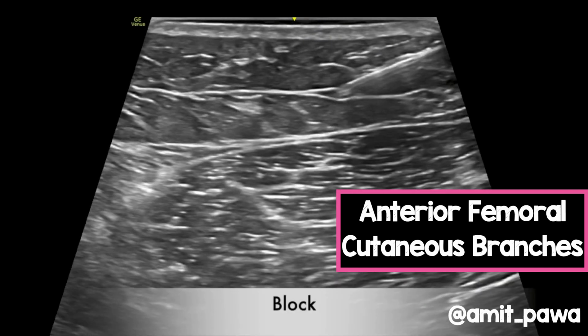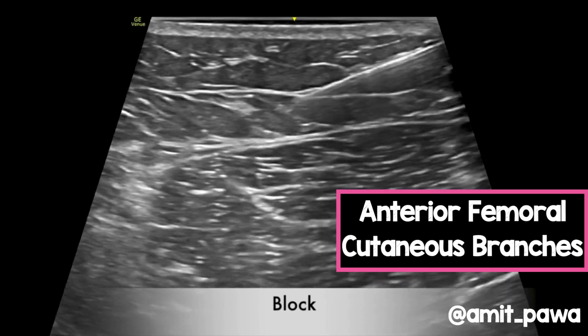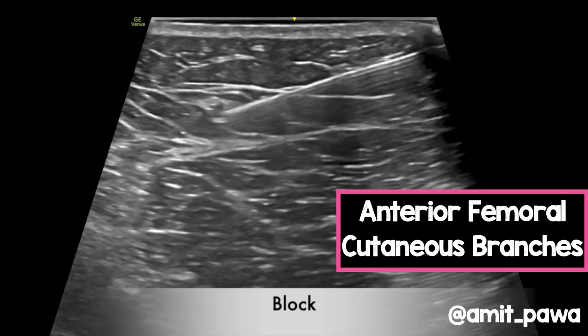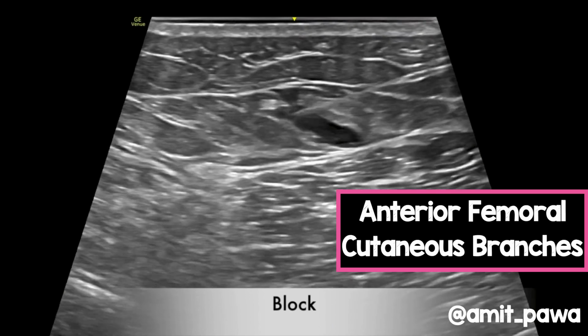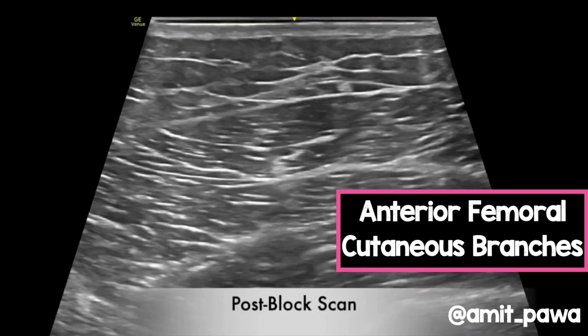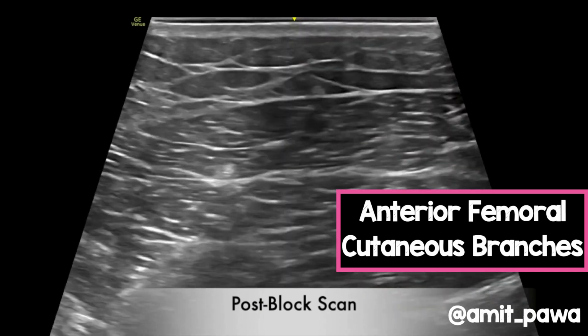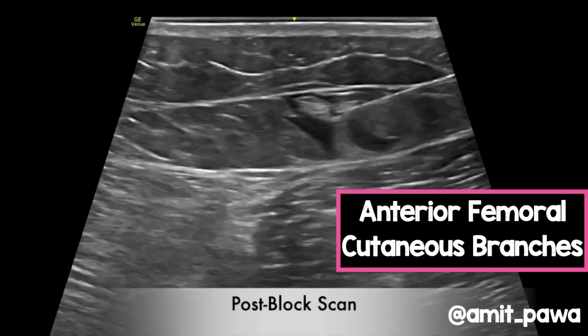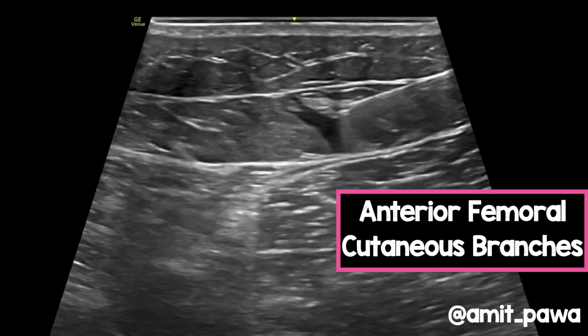But as the needle comes in here, it's going to pop into that fascial layer and just pop some local anesthetic around that anterior femoral cutaneous nerve branch. As we're injecting, you can see the nerve moving away, and now we're going to scan up and down to see a nerve separate into branches there and come back together. That's literally as simple as it is.